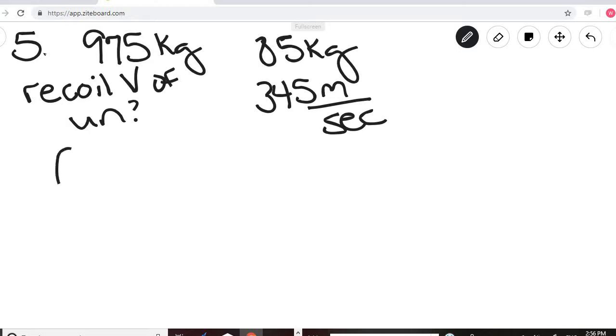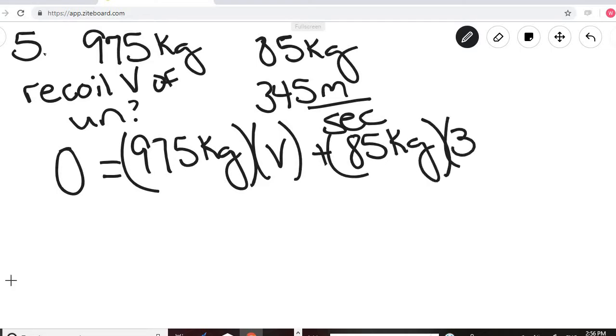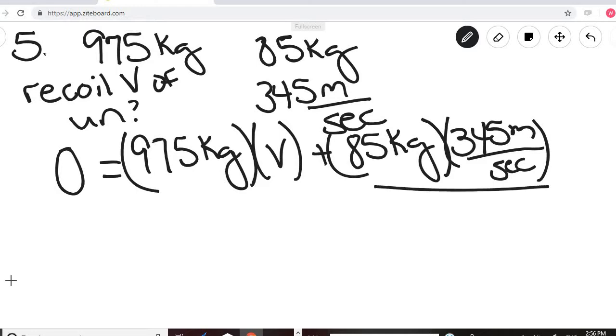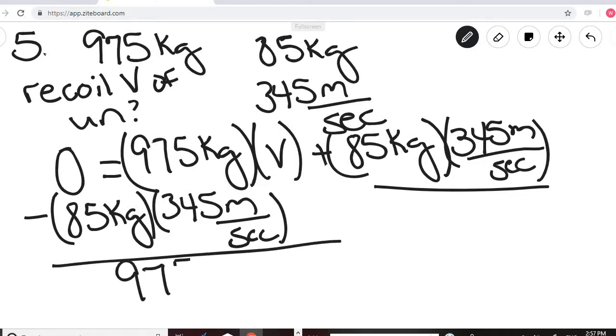So now we would have that 0 equals the mass of the gun, which is 975 kilograms, times the velocity of the gun, which is what we don't know, that's what we want to determine, plus the mass of the bullet times the velocity of the bullet. Okay, so we're going to subtract this from both sides and divide by that. So it would be negative 85 kilograms times 345 meters per second divided by 975 kilograms. That will equal the velocity of the gun. It's going to be negative.